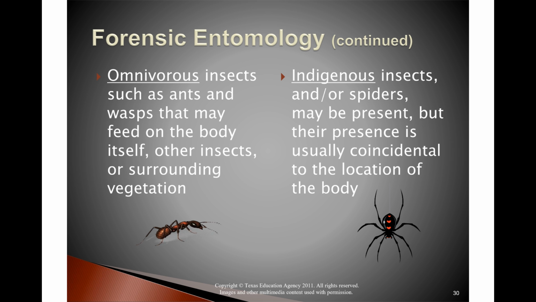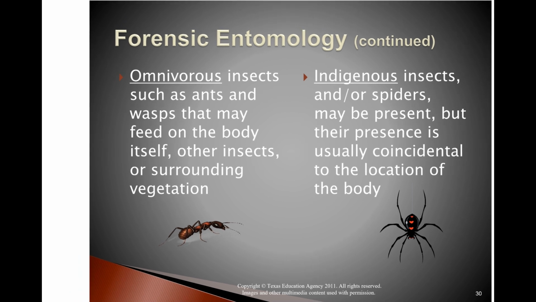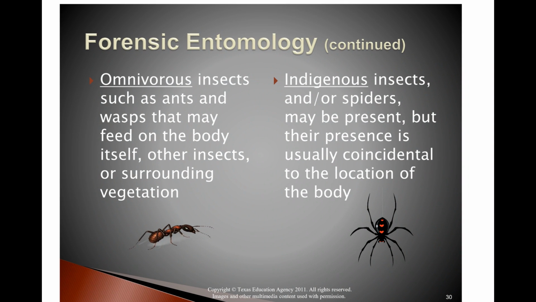Along with our beetles, we'll also find a fair amount of omnivorous insects, and our classic examples of these would be ants and wasps. Sometimes they're feeding on the body itself, sometimes they're feeding on the other insects that are feeding on the body, or insects that are in the surrounding area, so it just kind of depends.